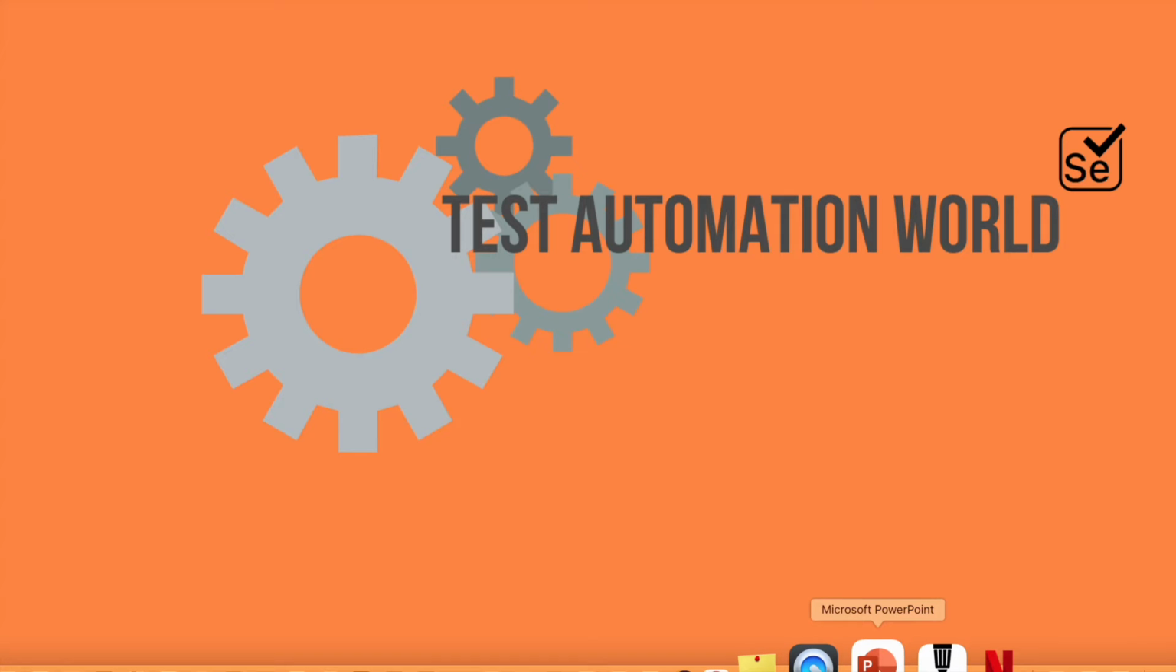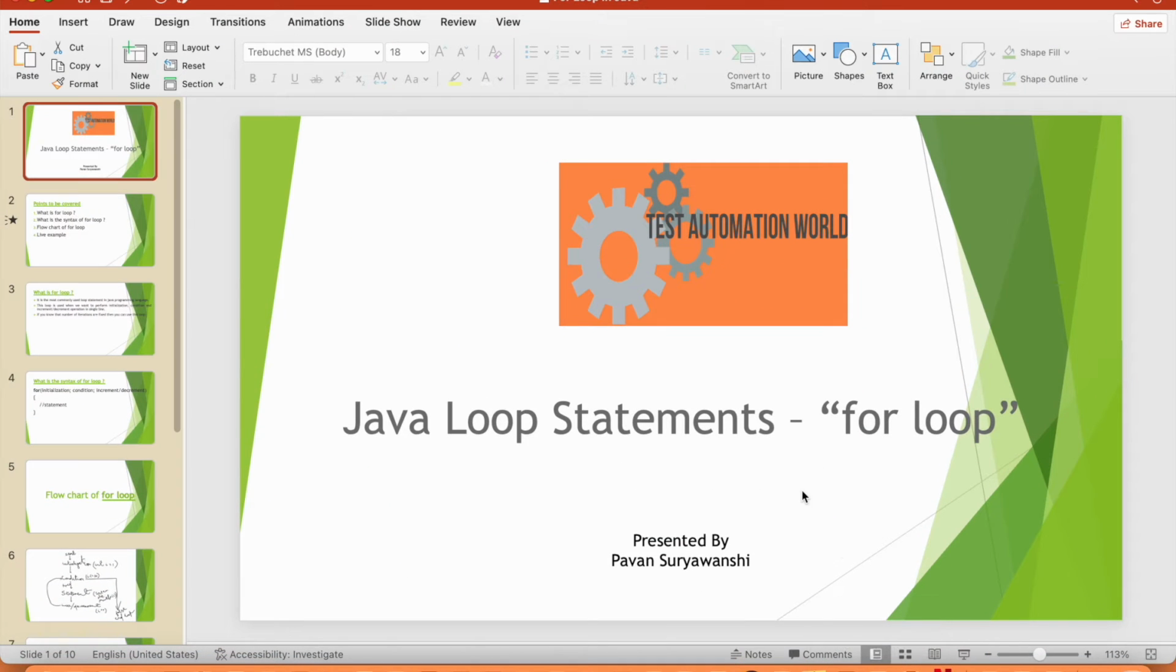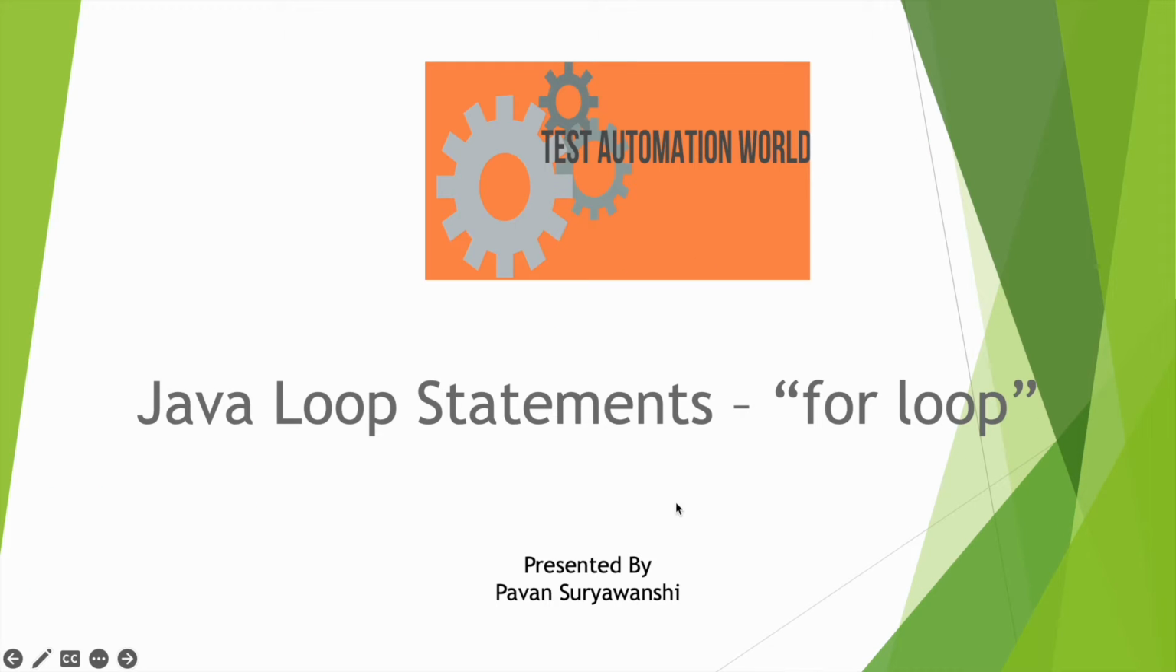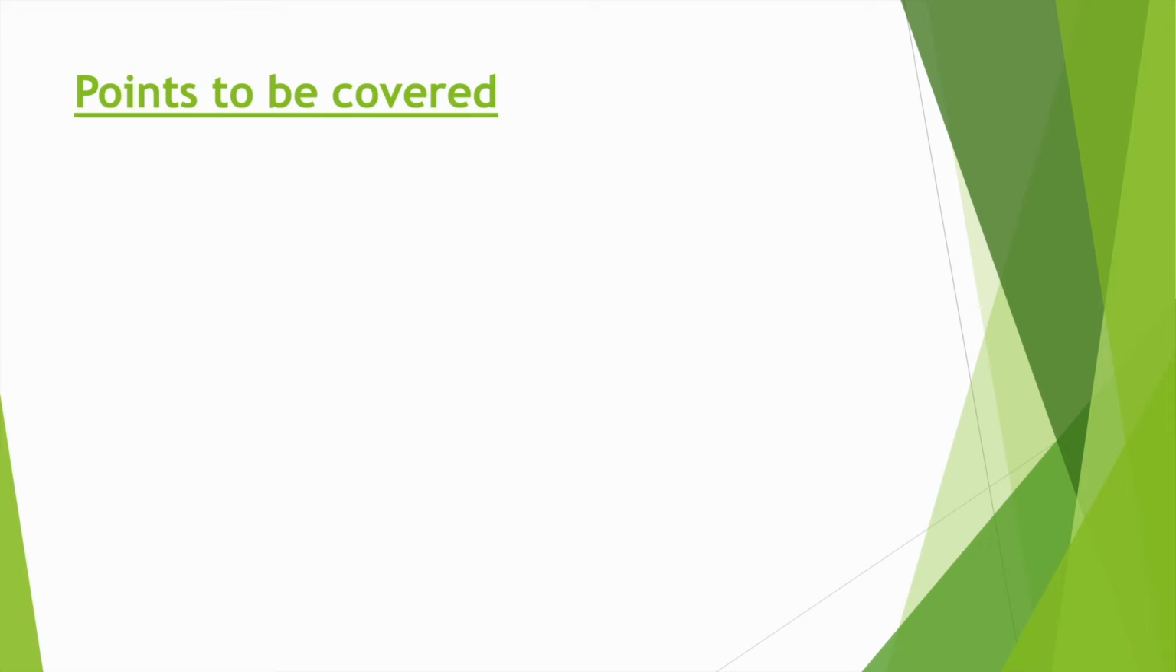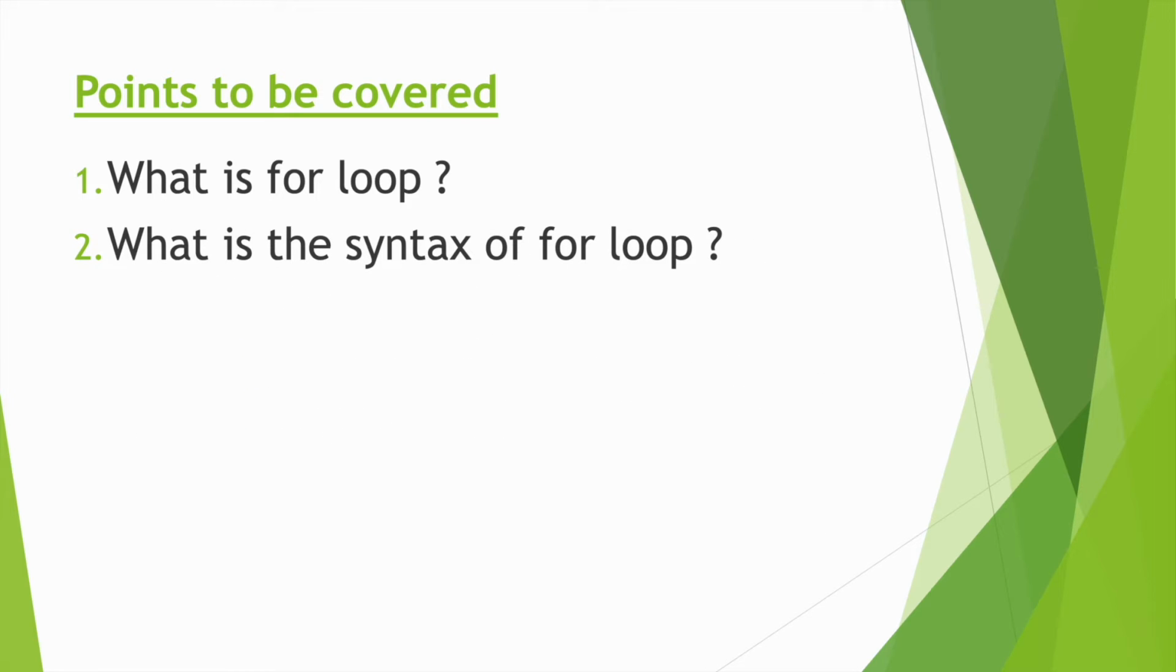So let me open this. Let me maximize this. Okay, so we'll discuss Java loop statements, for loop. Points to be covered: first one is what is for loop. The second one is what is the syntax of for loop. Third one is flow chart of for loop.